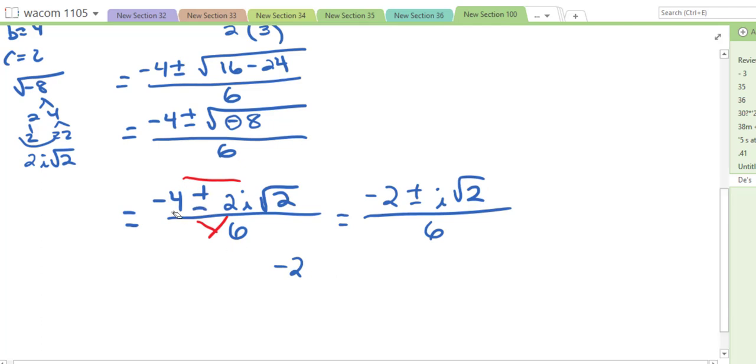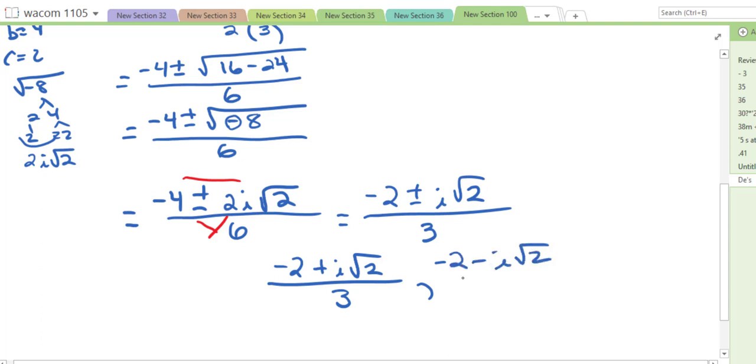I had to divide all 3 of these by 2. 2 goes into 4 2 times. 2 goes into 2 1 time. 2 goes into 6 3 times. Okay, better. Okay, so I have negative 6 plus i square root of 2 over 3. And I have negative 2 minus i square root of 2 over 3.